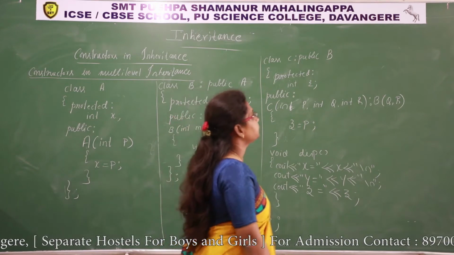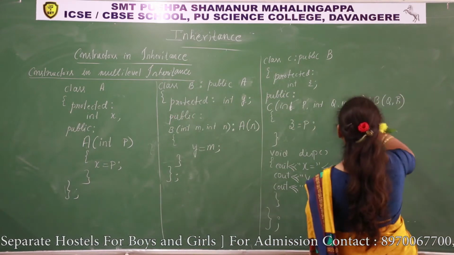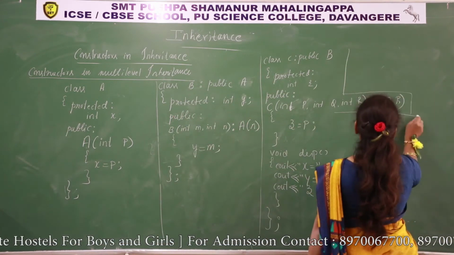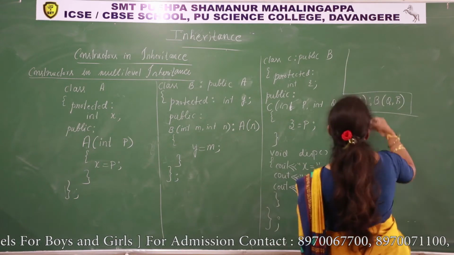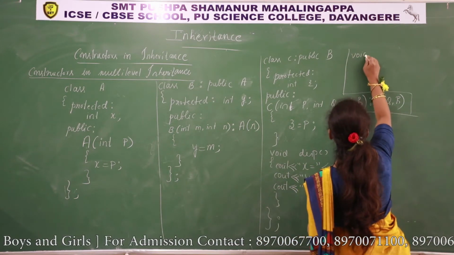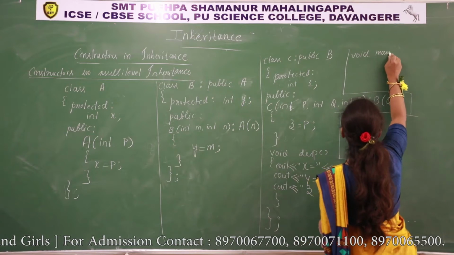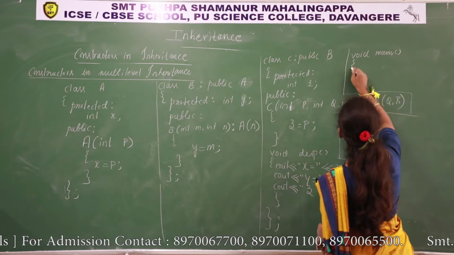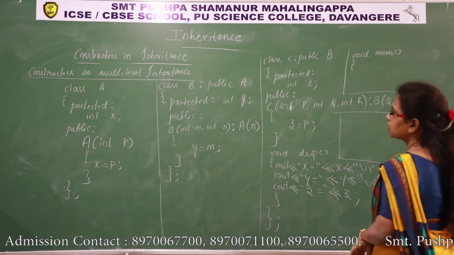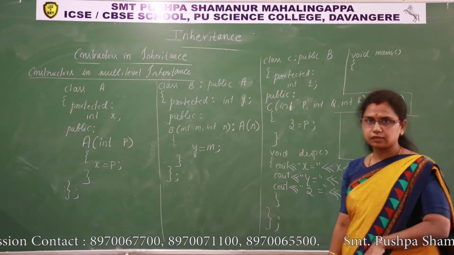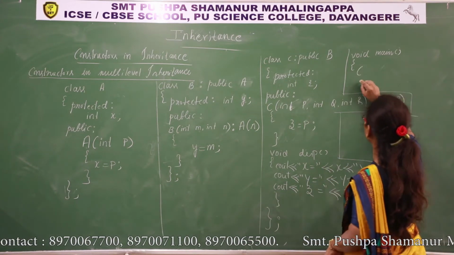Semicolon. Let us see the main function. Void main. To which class should I create an object? Class C. C obj.